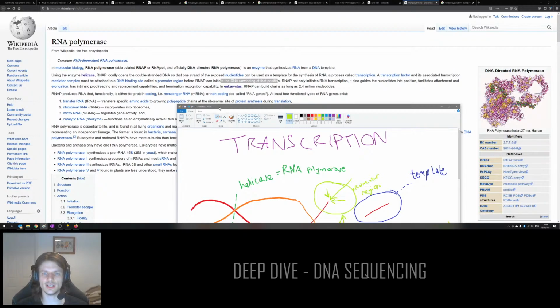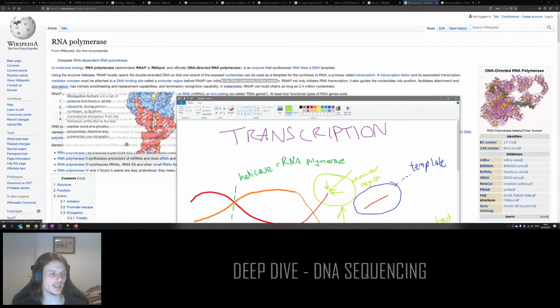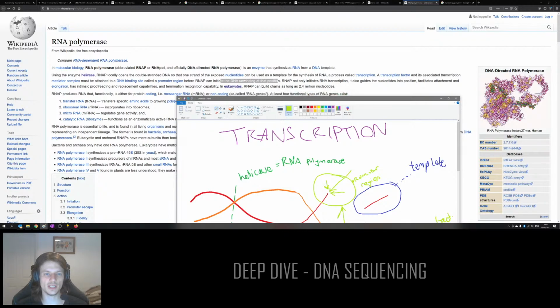RNAP not only initiates RNA transcription, it also guides the nucleotides into position, facilitates attachment and elongation, has intrinsic proofreading and replacement capabilities, and termination recognition capability. In eukaryotes, RNAP can build chains as long as 2.4 million nucleotides long. Okay, cool.